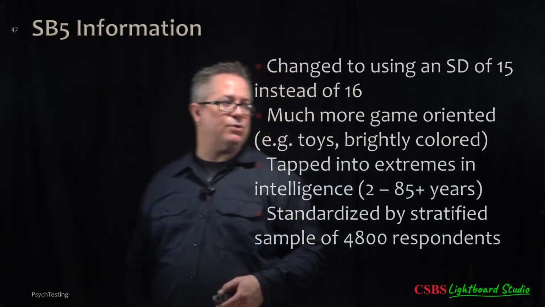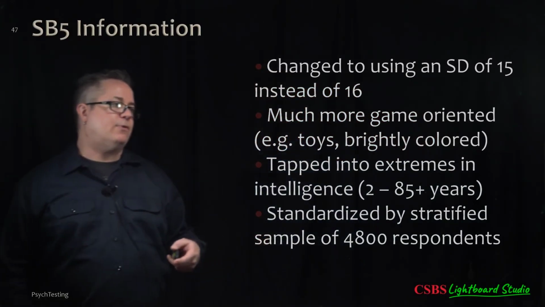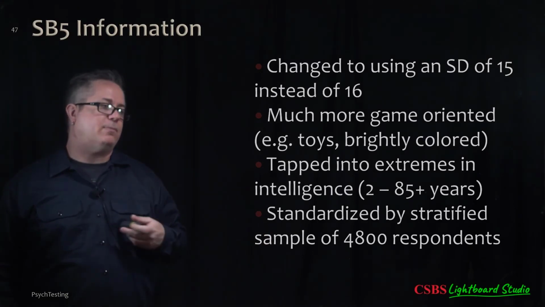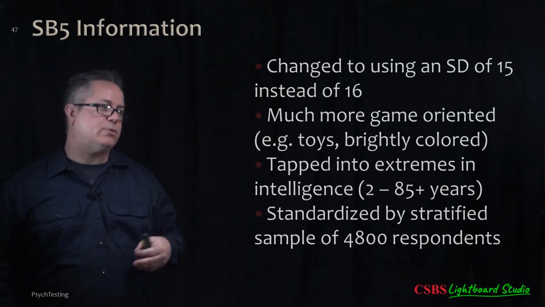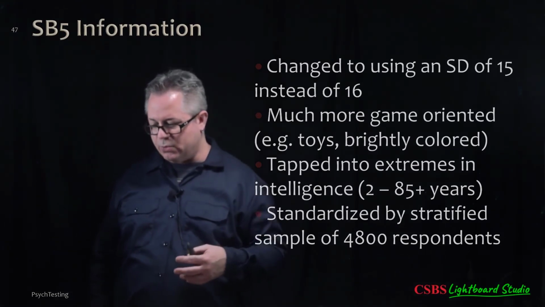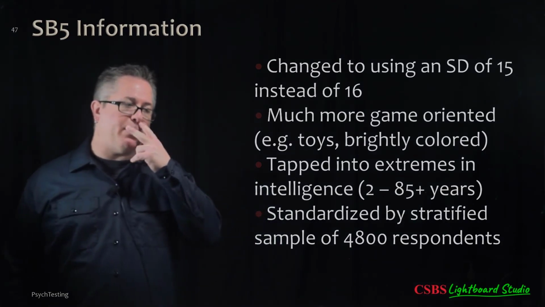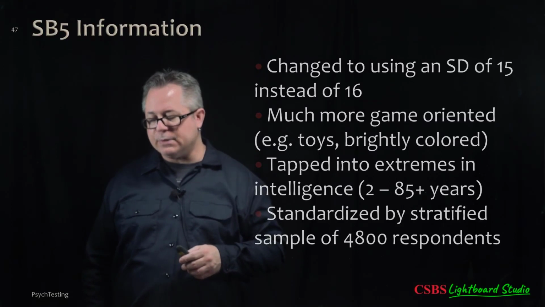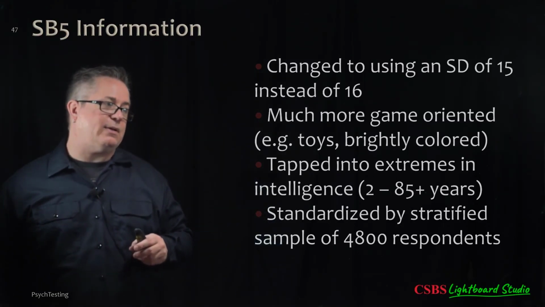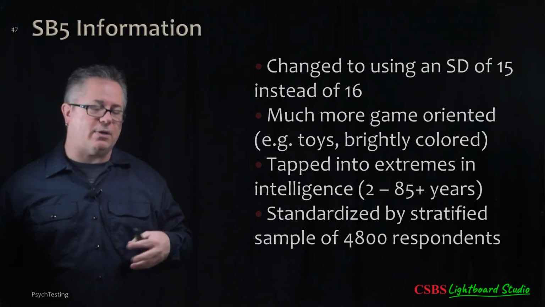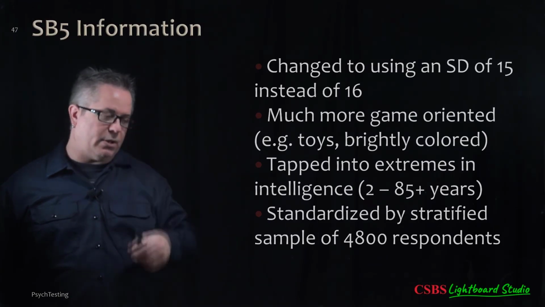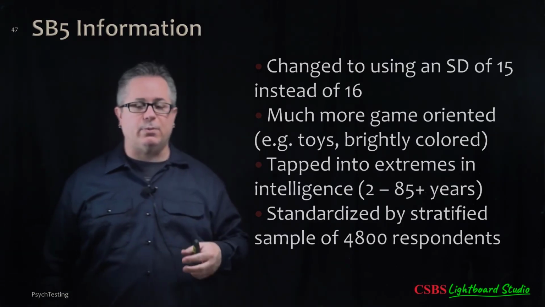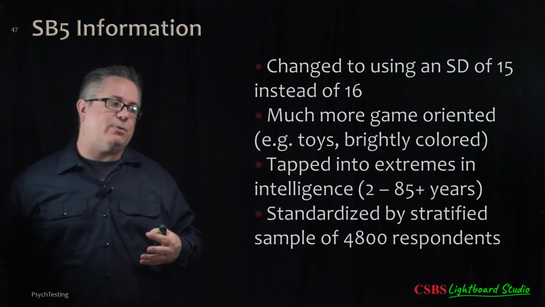The Stanford-Binet 5 information, so they changed it to using a standardization of 15 instead of 16. So that's where the 15 was coming from. I thought I remembered 15. Much more game oriented, right? So they used more toys. They were brightly colored. They were trying to, like we talked about a bit with test administration and interviewing, build rapport. It helps to keep the person being examined interested, especially when dealing with kids. Having the test items incorporate toys and brightly colored objects, things that kids are going to be more oriented to, you're likely to get a better response.